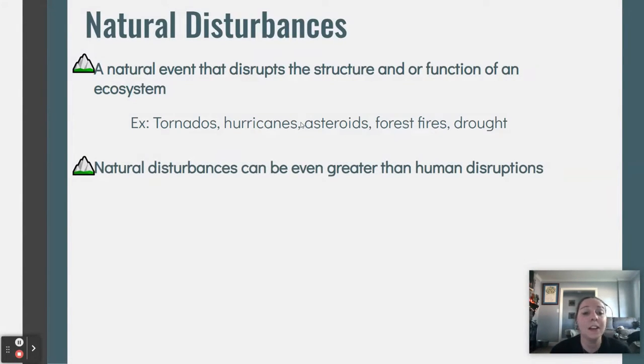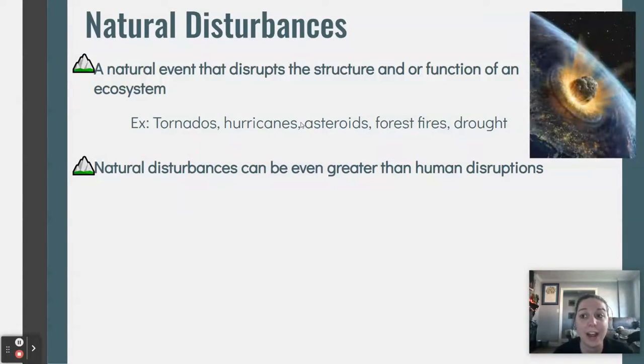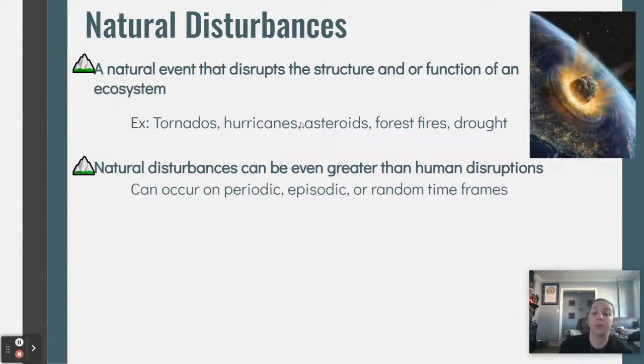Understand that these can be even greater than human disruptions. Now, I'm not downplaying human disruptions, and we're going to talk about those a lot in this unit, but understand that sometimes the natural ones are even worse. So, for example, the asteroid that hit Earth about 65 million years ago that killed the dinosaurs and a ton of other species, that's way worse than what we have done. Okay. So, a lot more disruptive.